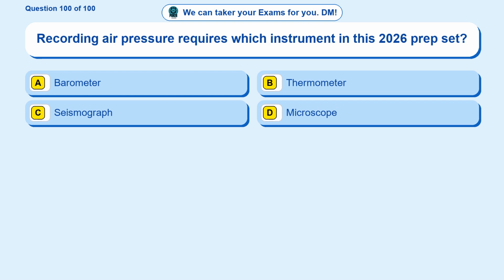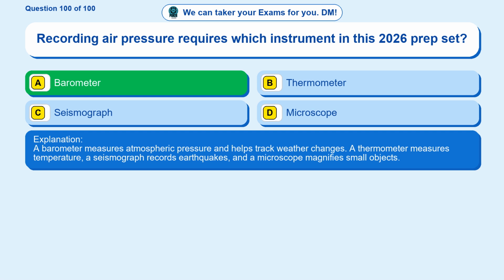Question 100. Recording air pressure requires which instrument in this 2026 prep set? Option A, barometer. Option B, thermometer. Option C, seismograph. Option D, microscope. The correct answer is option A, barometer. A barometer measures atmospheric pressure and helps track weather changes. A thermometer measures temperature, a seismograph records earthquakes, and a microscope magnifies small objects.